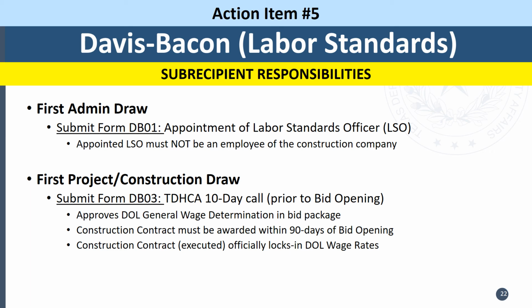This slide is another subrecipient responsibility that pertains to the first admin draw and the first project draw, as each relates to labor standards. The first admin draw will require the subrecipient to appoint a labor standards officer. The LSO cannot be an employee of the construction company, and that will be Form DB01. And for the first project draw, you need to use Form DB03. This is for the TDHCA 10-day call, which must take place prior to bidding. This form ensures that the wage determination is current. These forms are available on the TDHCA website.